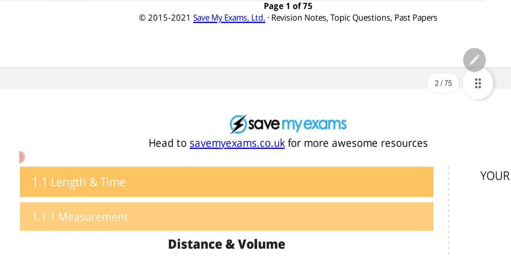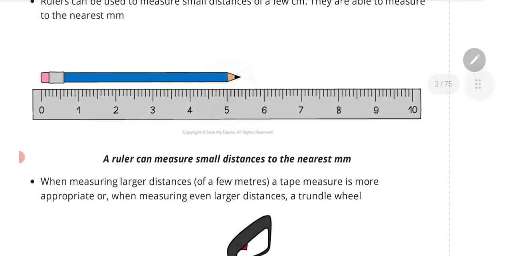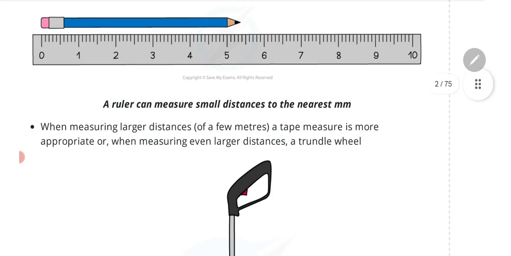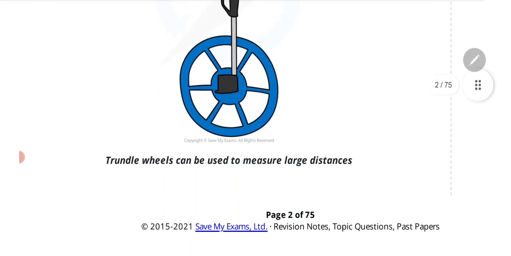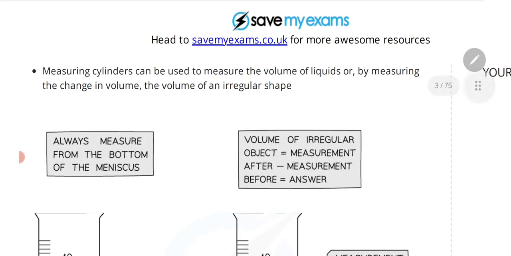How can you calculate the length? You can easily calculate the length by using the meter rule. You can also calculate the length by using the vernier caliper, micrometer and trundle wheel. You know the least count of these instruments. I have already shared with you. So least count is very important. If you know the least count, you can easily find the measurements to the extent.